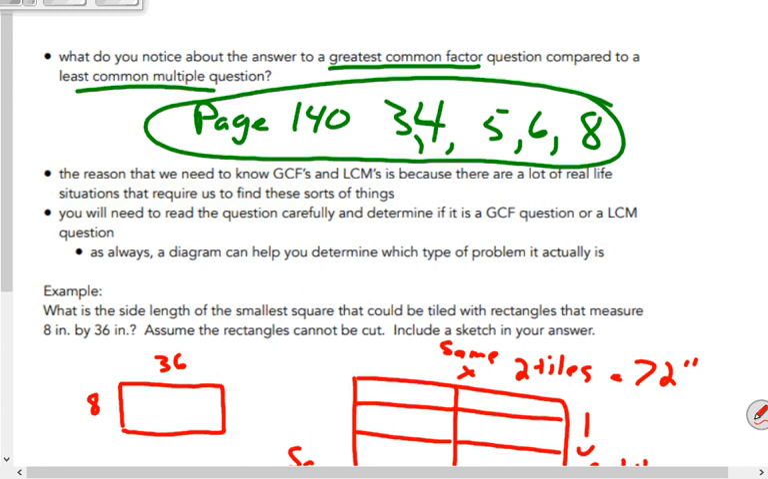So you're going to find the greatest common factor or the lowest common multiple. Does that make sense, you guys? Do you guys want to see another LCM one? Sure. Okay, sure, let's do another one.